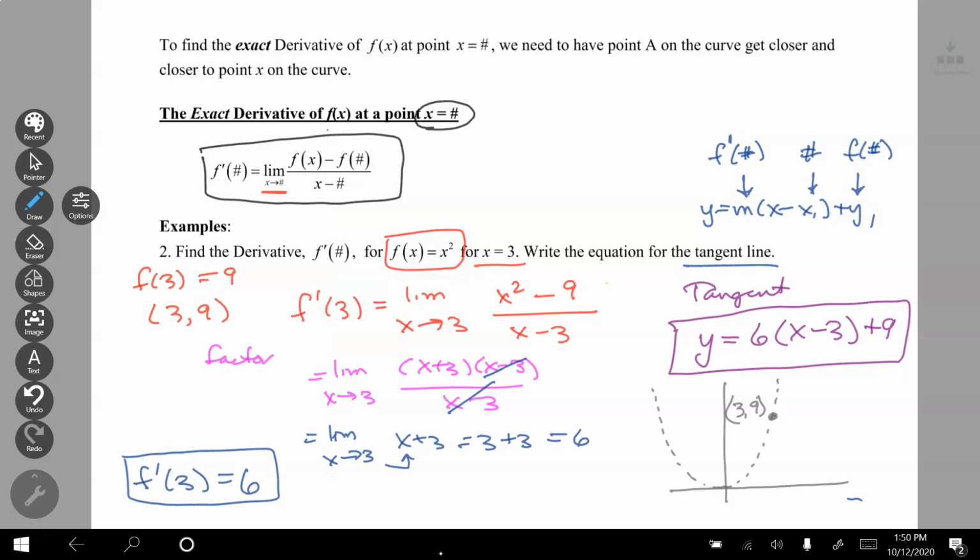The tangent line would be this linear equation with a slope equal to 6. And that's what we're trying to do. We're trying to find the slope of the tangent line, or the slope of the curve at that given point, or the instantaneous rate of change.